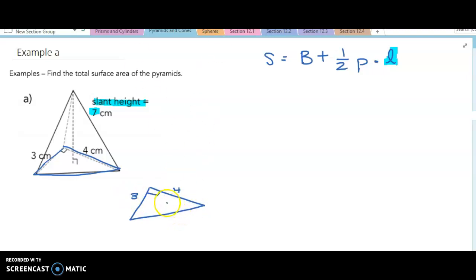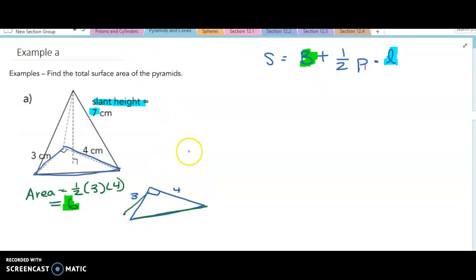Okay. So I can already find the area of the base. So area of the base equals 1/2 times 3 times 4, which is 6. So the area of the base is 6. So 6 goes in right there. Okay, I need the perimeter of the base though. Okay, so in order to find the perimeter, I have to find the missing side right here.